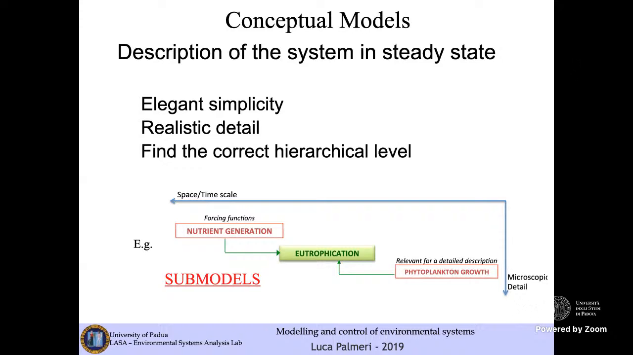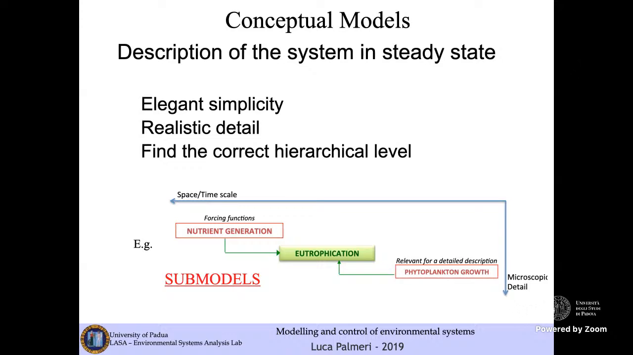We start by trying to make a description of the system in a steady state. This means that we start by doing a steady picture of the system. And in this context, we try to decide which is the most appropriate hierarchical level. So the point of finding a trade-off between realistic detail and the simplicity is reduced to that of finding the correct hierarchical level of my description.